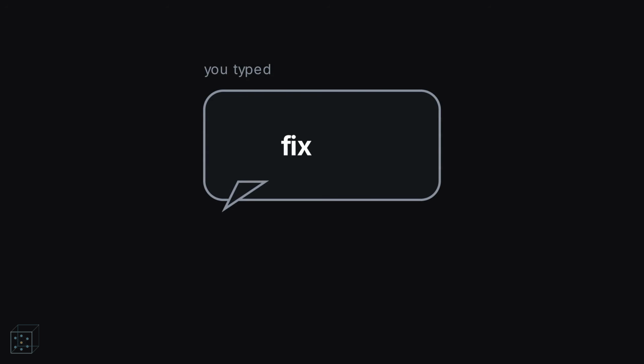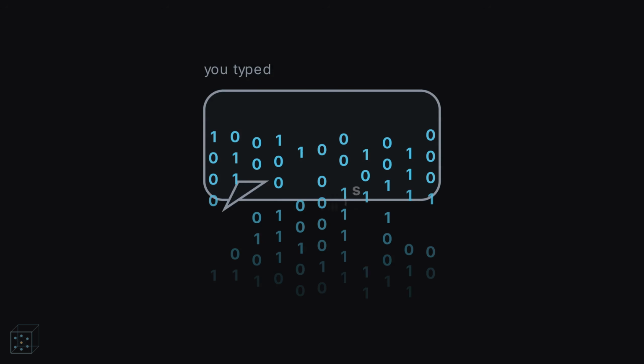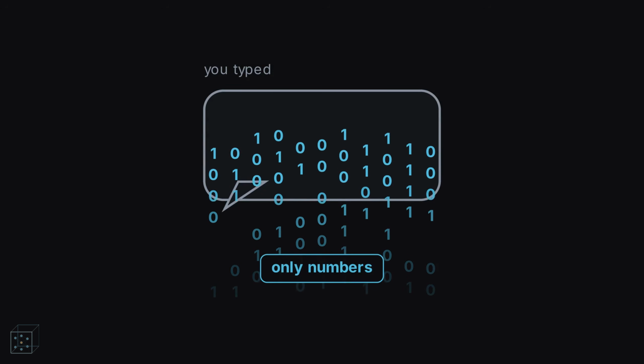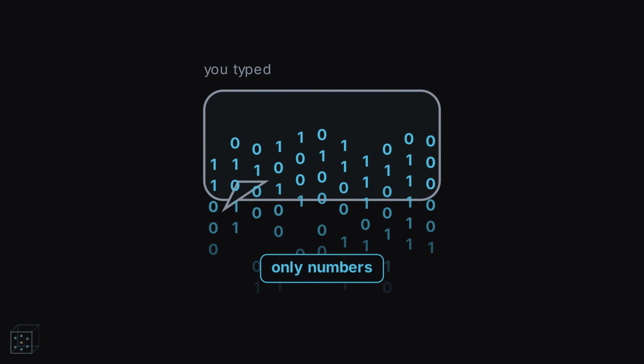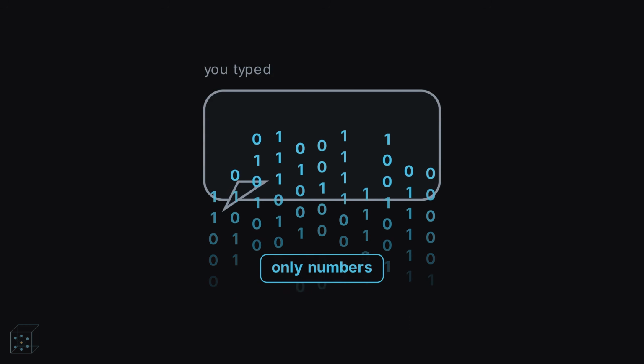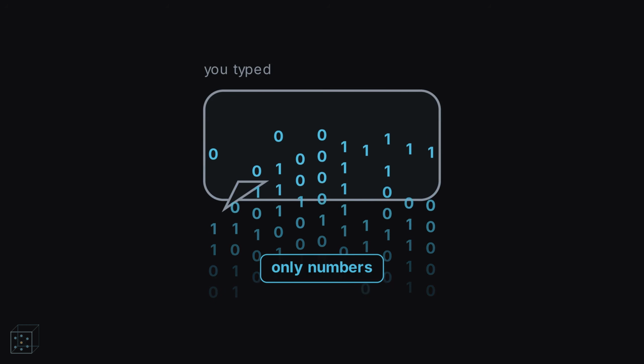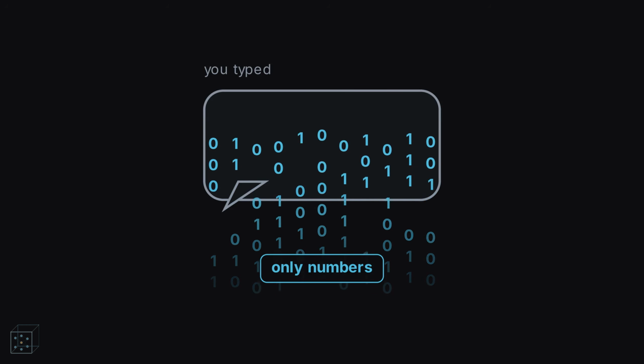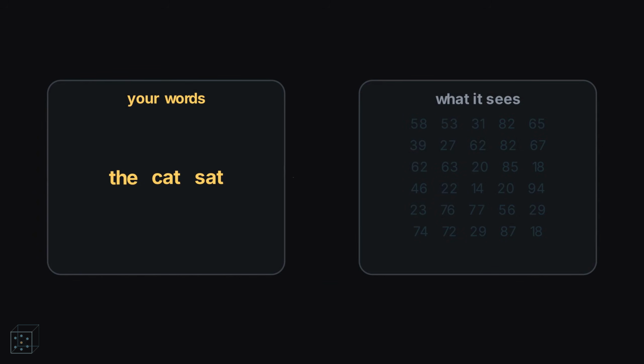You typed something to an AI today, a question, a message, maybe just "fix this," and it answered like it understood you. But here's the strange part. A computer has never read a word in its life. Not one. It only knows numbers. So somewhere between your sentence and its answer, your words quietly turned into numbers.